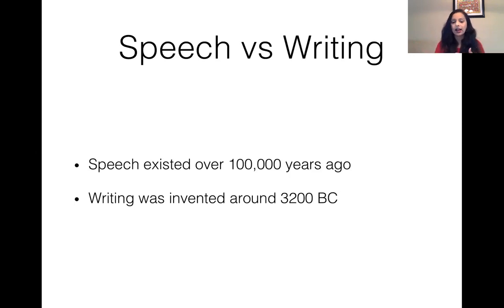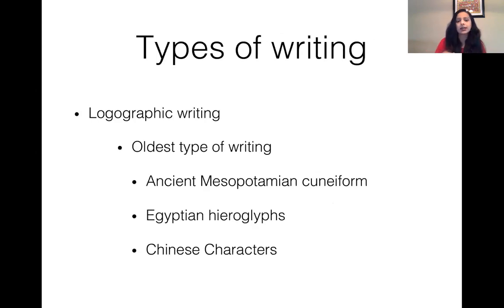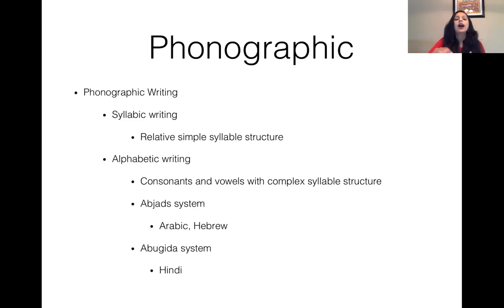And when you look at writing, you can see that early pieces of writing, and I'm not really talking about English at this point, but just writing in general, were invented around 3200 BC. There have been different types of writing, and one of the oldest types is logographic writing. Examples include the ancient Mesopotamian cuneiform, the Egyptian hieroglyphics, and the Chinese characters. These are the three kinds of logographic writing, and I'm going to show you examples of this in a minute.